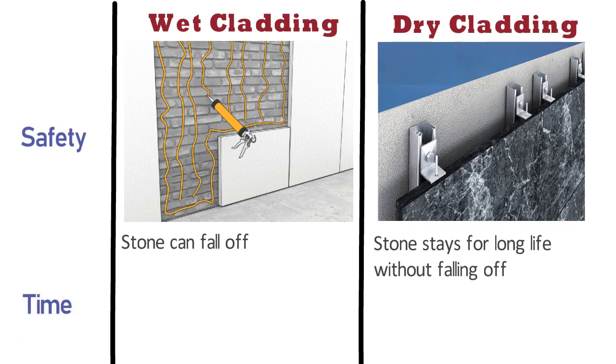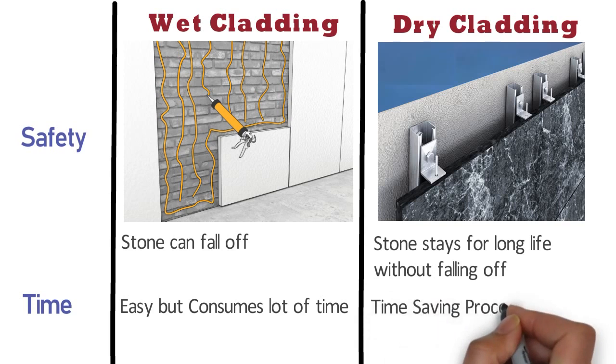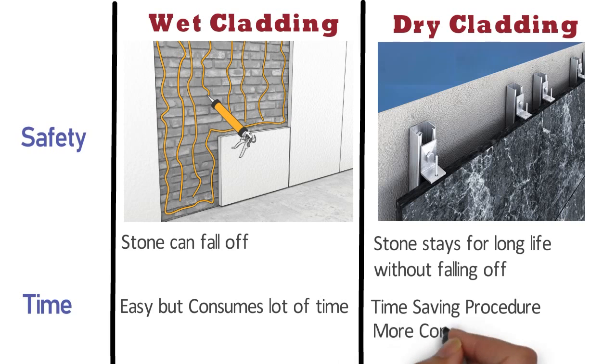Time. The wet cladding method is easy, but it consumes a lot of time, whereas dry cladding is a time-saving procedure. Also, the installation of mechanical cladding can be more convenient and fast.